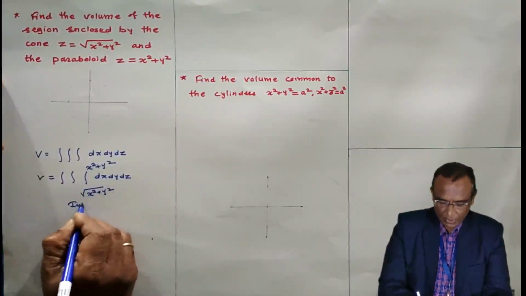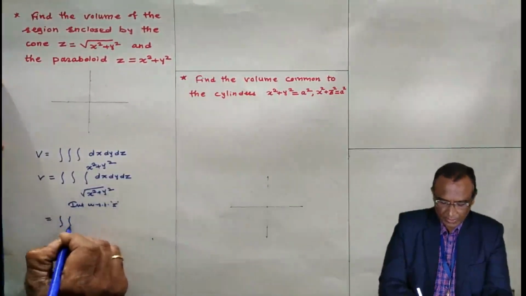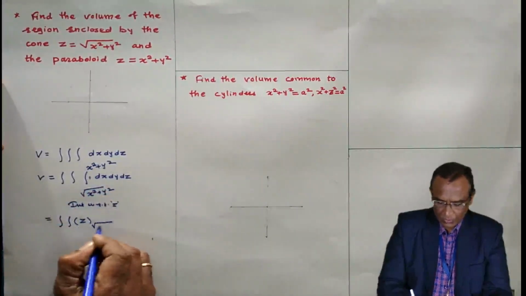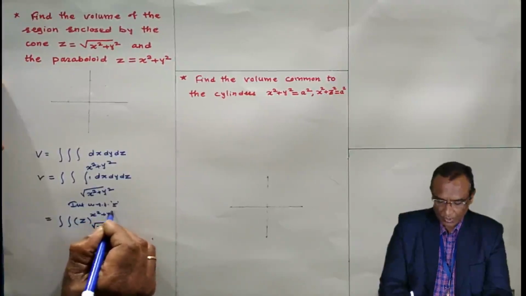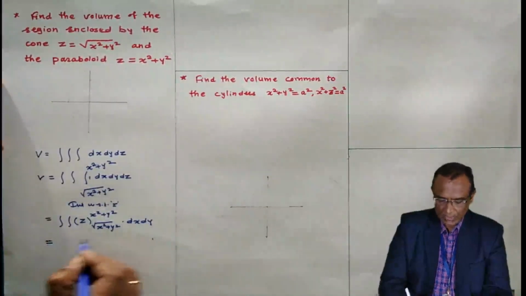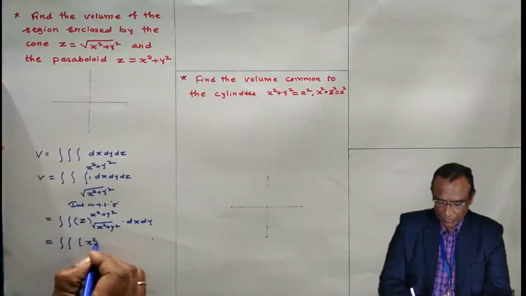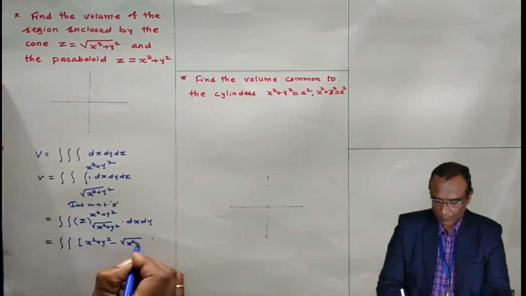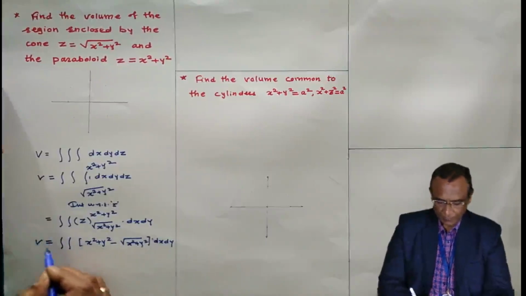Therefore, integrate with respect to z, keeping x and y constant. And the integral of 1 with respect to z is z. Lower limit is under root x square plus y square. Upper limit is x square plus y square. We have integrated with respect to z, so only dx dy will remain. Then the integral of, put upper limit x square plus y square minus lower limit under root x square plus y square, dx dy. This is the problem of a double integral.